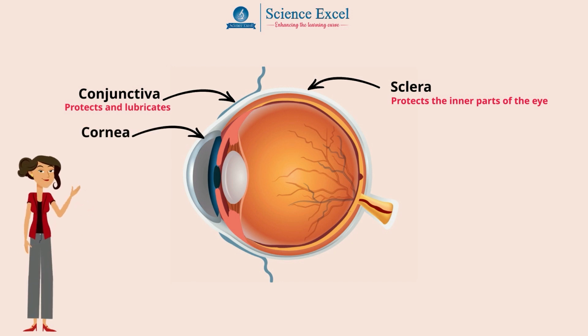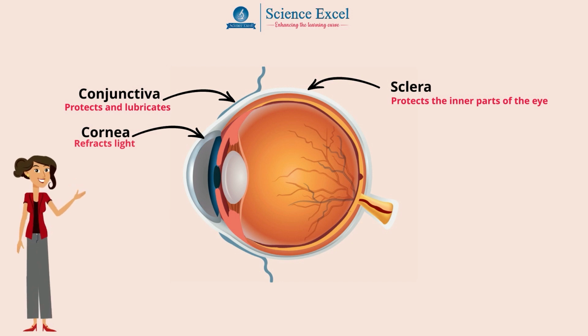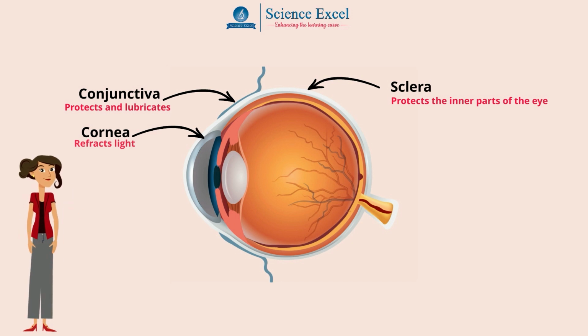The cornea is the transparent part of the eye that allows the light to enter and covers the front portion of the eye. The main function of the cornea is to refract or bend light. It is responsible for focusing most of the light rays that enters the eye. Hence it plays a key role in vision.